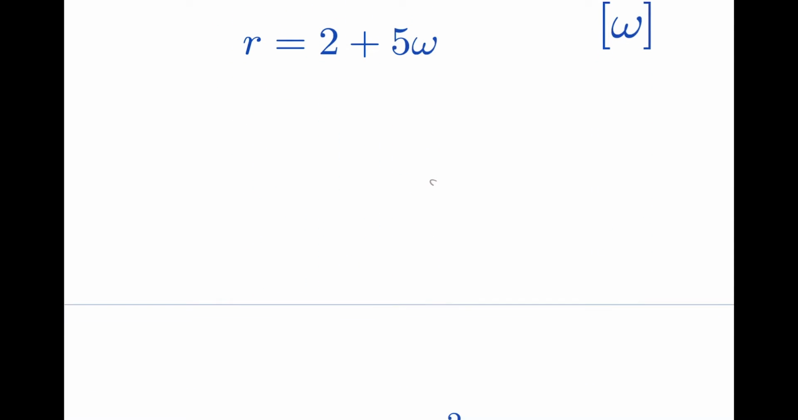Similarly, let's keep moving. First of all, W is here. Don't move that first, move the rest of the things. So 2 moves there first, it becomes R minus 2. You're left with 5W. You also don't need 5, so you divide by 5. If you divide on one side, you also have to divide on the other side.